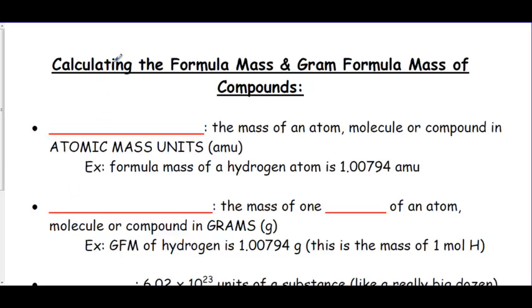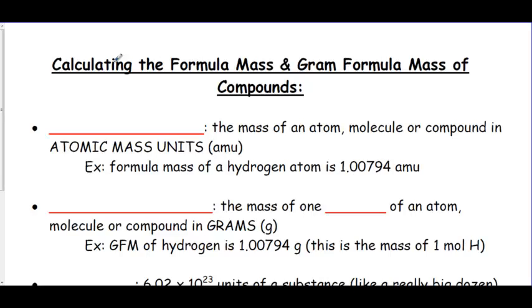So how do we calculate the formula mass and gram formula mass of compounds? Well, I just showed you how to look up the masses of atoms, and then we look at the subscript to tell us how many atoms there are in the compound or the formula. And then we need to calculate that out, okay?